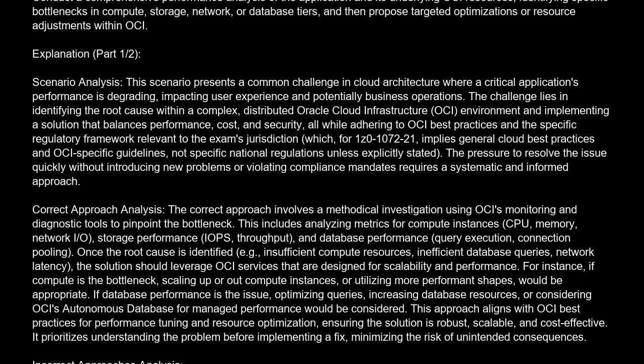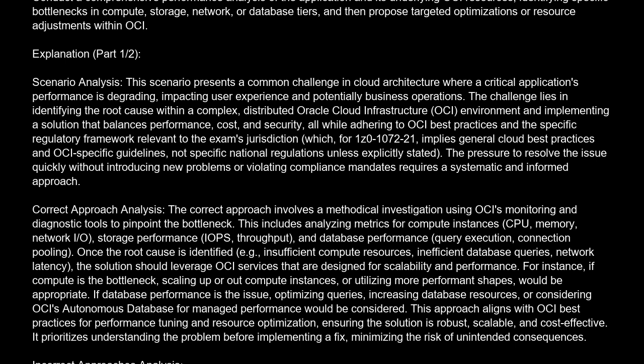Explanation. Scenario analysis. This scenario presents a common challenge in cloud architecture where a critical application's performance is degrading, impacting user experience and potentially business operations. The challenge lies in identifying the root cause within a complex, distributed Oracle Cloud Infrastructure (OCI) environment and implementing a solution that balances performance, cost, and security, all while adhering to OCI best practices and the specific regulatory framework relevant to the exam's jurisdiction, which, for 1Z0-1072-21, implies general cloud best practices and OCI-specific guidelines, not specific national regulations unless explicitly stated.